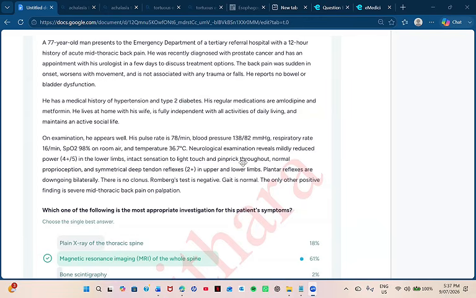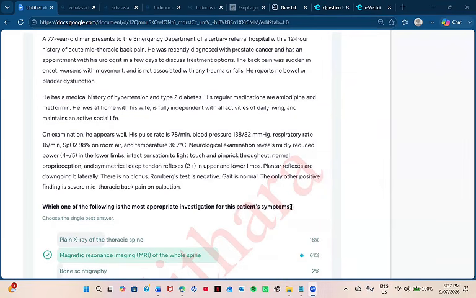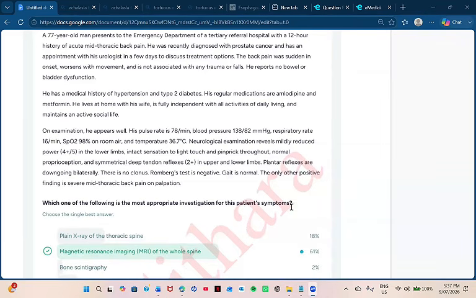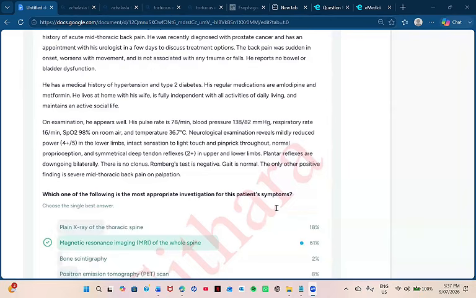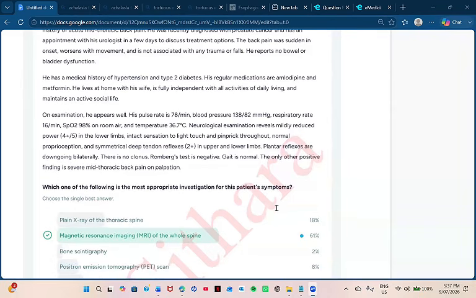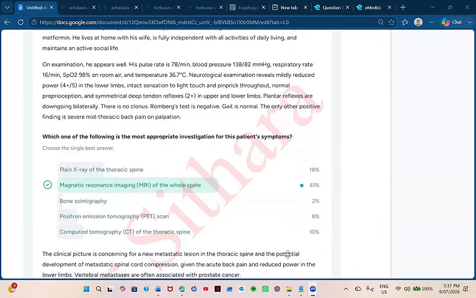On examination, he appears well. Pulse rate is 78, BP 138 by 82, respiratory rate 16, oxygen saturation 98. Neurological examination revealed mildly reduced power in the lower limbs, intact sensation to light touch and pinprick throughout, and normal symmetrical proprioception. Deep tendon reflexes in upper and lower limbs are normal, and plantar reflexes are downgoing bilaterally. There is no clonus. Romberg sign is negative. Gait is normal. The only other positive finding is severe mid-thoracic back pain on palpation. They ask which one of the following is most appropriate.